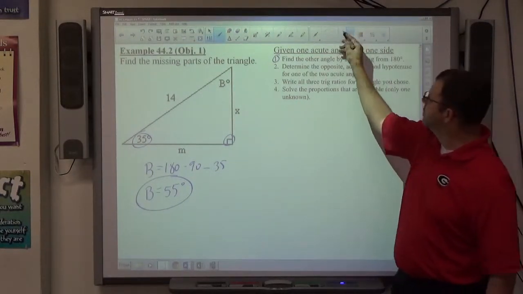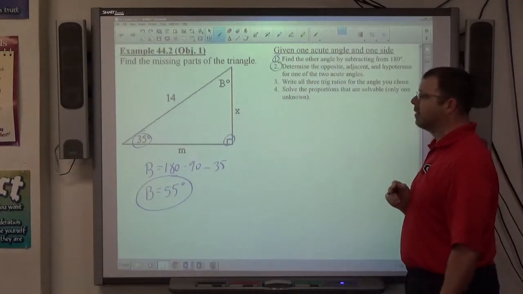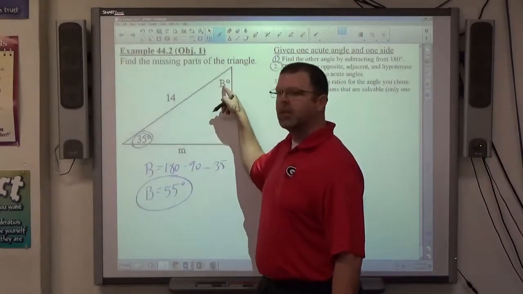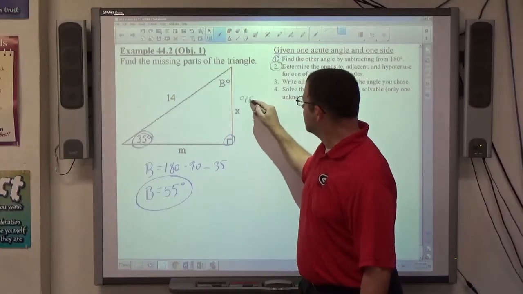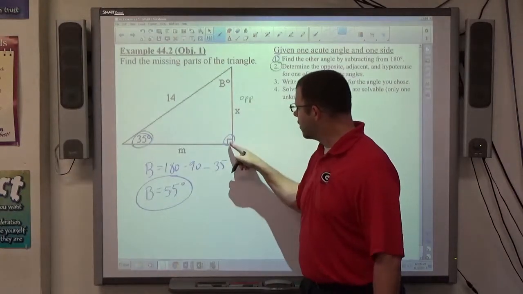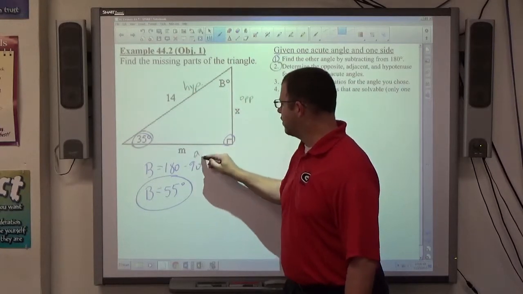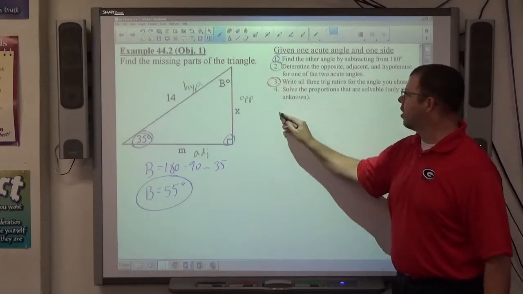Step 2, pick an angle and determine the opposite, adjacent, hypotenuse for that. Which angle do we want to pick? 35. 35 is fine with me. Keep in mind, we know this is 55 also. We could use that if we want to. 35's opposite side is x, because we go across the triangle, across from the angle. We go across from the right angle. That's the hypotenuse. The third side has to be the adjacent side. Okay. Then we move on to step 3, SOHCAHTOA.